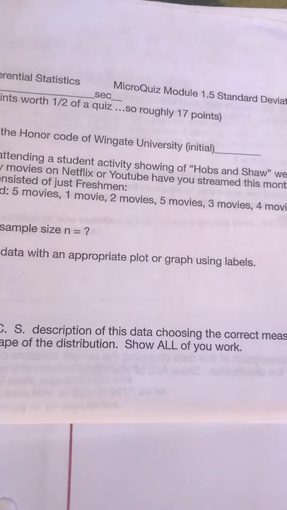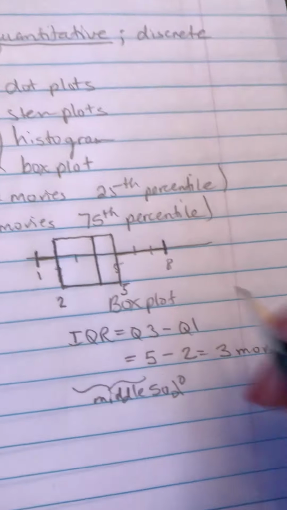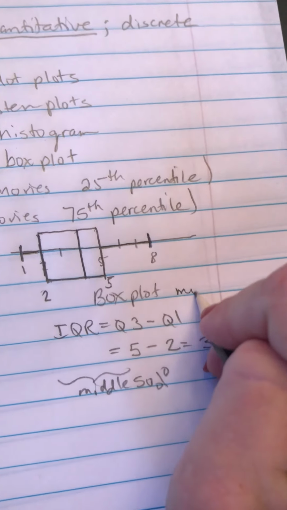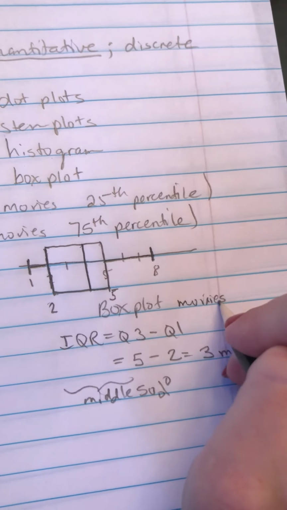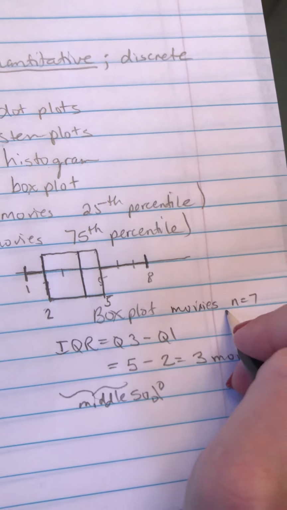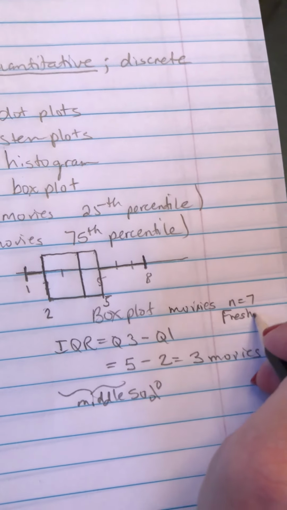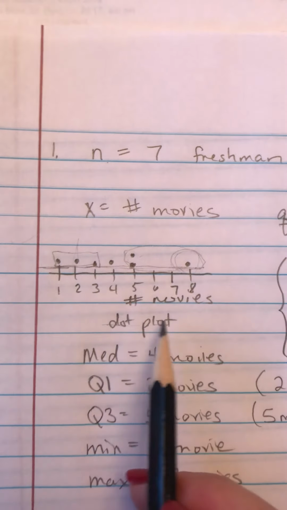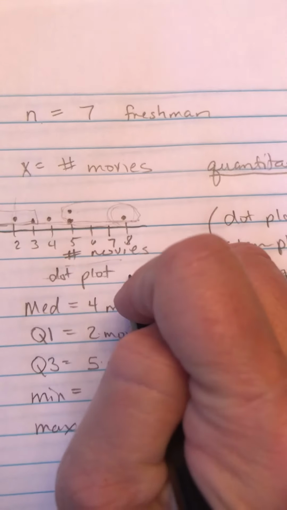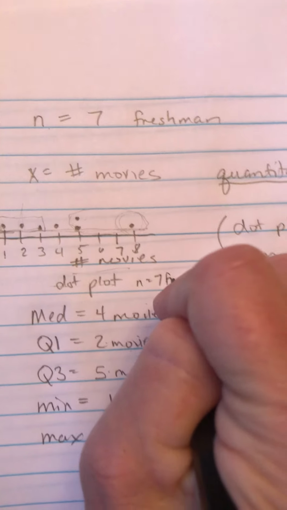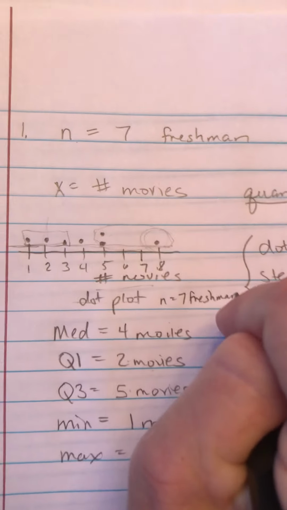And let's see, present this with an appropriate graph using labels. So the box plot of movies, a sample size of 7 freshmen. And you could label this the dot plot of movies for 7 freshmen. That would have also been acceptable.